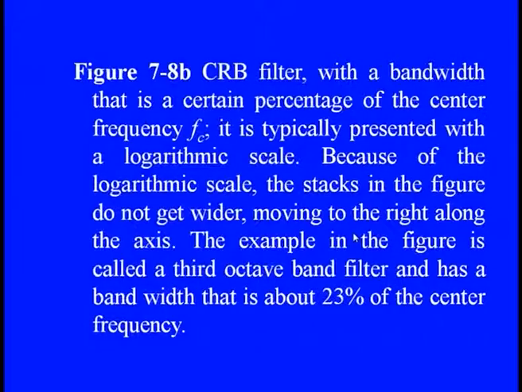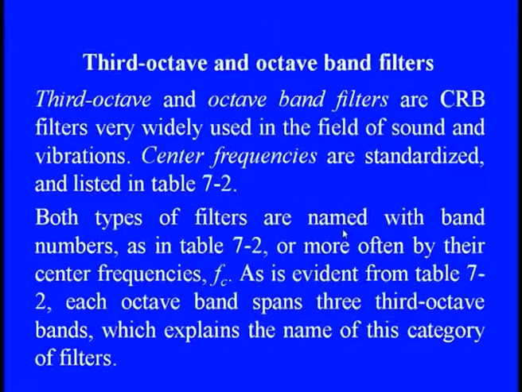Because of the logarithmic scale, the stacks in the figure do not get wider, and as I showed you previously, we need to move along the positive axis of x. This figure is called the third octave band filter, and its bandwidth is almost 23% of the central frequency. The octave band is designed in such a way that we are reducing the signal by 3 dB on the upper and lower sides, and once you calculate the central frequency, the variation is 23% of either.